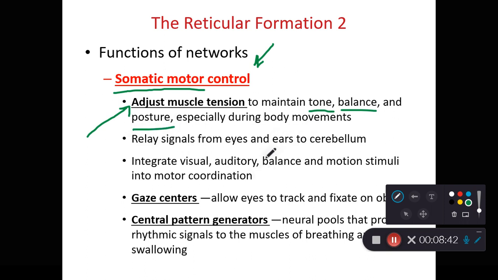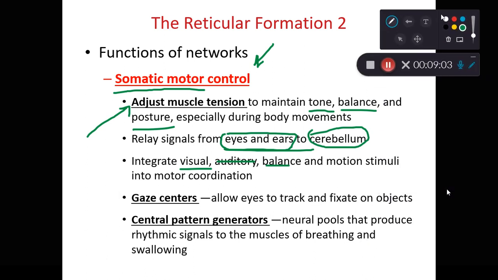It also is going to help us to relay signals from the eyes and ears to the cerebellum. And when we think of eyes and ears sending signals to the cerebellum, I want you to think of maintaining your sense of balance. We're also going to use the reticular formation to help integrate visual, auditory, balance, emotional stimuli just for more overall coordination.